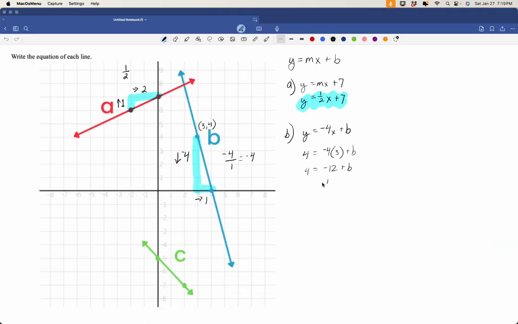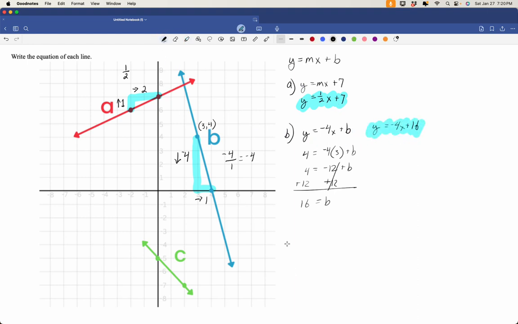All right, so I'm going to add 12 to both sides. That cancels. 16 is equal to b. So now I have my b point. So I can rewrite this and say y is equal to negative 4x plus 16, because that is a positive 16. And that would be the answer for B.